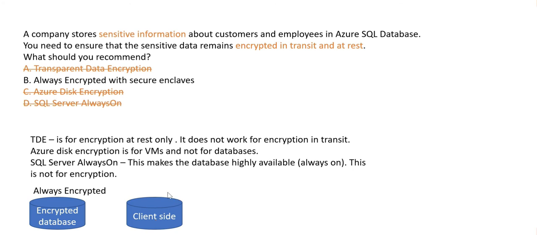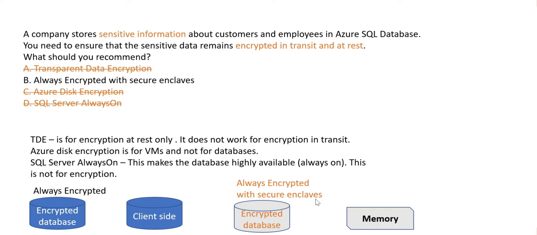So on the other hand, Always Encrypted with secure enclaves pulls the data into memory, does some processing, and takes the data and understands it. This memory cannot be accessed by any other application or system. It's perfectly safe.